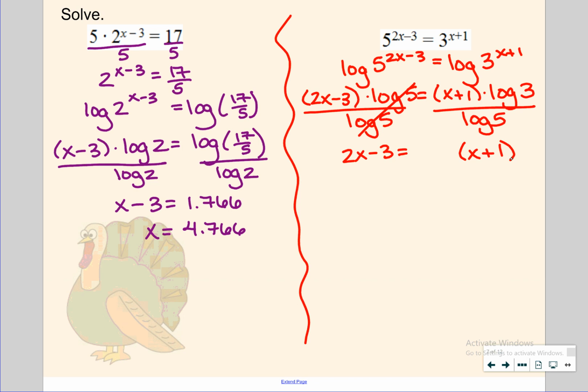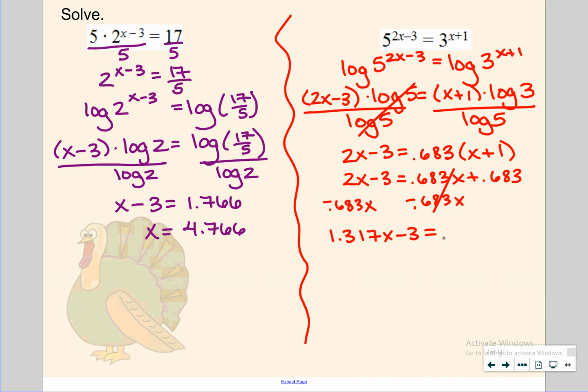This is where we're going to get a decimal. Log 3 over log 5 is 0.683, and I'm just going to put that in front of my parentheses. So now we just have a linear equation. I'm going to distribute. So I'll have 0.683x plus 0.683. Then I need to get my x terms together. So I'm going to subtract 0.683x on each side. So 2 minus 0.683 gives me 1.317x. This is just kind of gross with all the decimals, but nothing crazy as far as solving steps go. Minus 3 equals 0.683.